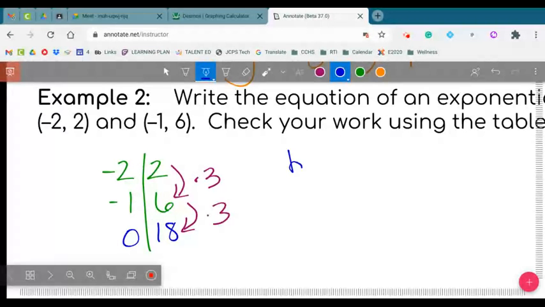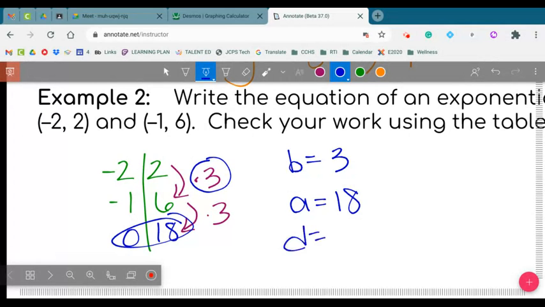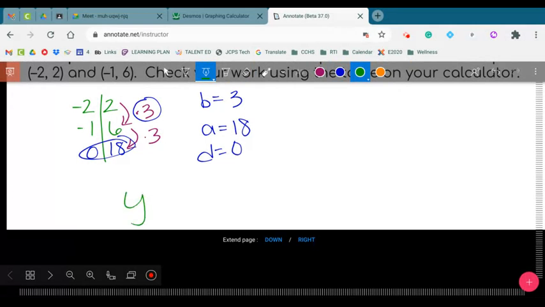So my b value equals 3. My a value equals 18. And my d value equals 0. You're then going to put all these into the equation. Y equals your a value, which is 18, times your b value, which is 3, to the x plus your d value, which is 0. And you have written your equation.